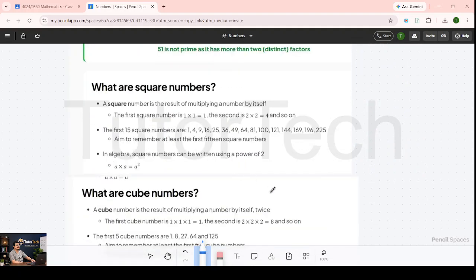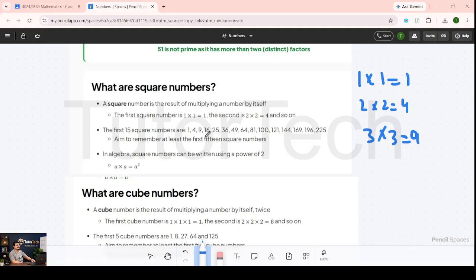After that, we have square numbers. What are square numbers? A square number is the result of multiplying a number by itself. Like we have square numbers: 1 times 1 is 1, 2 times 2 is 4, then 3 times 3 is 9. So these are square numbers. And so on: 5 times 5 is 25, 6 times 6 is 36, 10 times 10 is 100. So these are the first 15 square numbers given here.